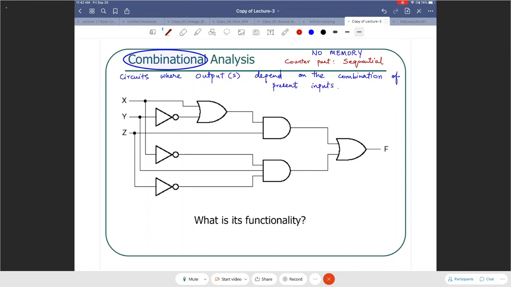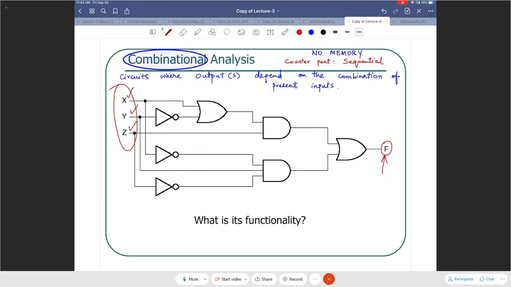So things are not having any memory, and you have a function over here, right? Some logic function f that depends on x, y, and z. And f obviously depends on the present combination of the inputs x, y, and z. So if I tell you what x is, y is, z is, you will be able to tell me what f is. There's no memory. It is dependent on the combination of present inputs.